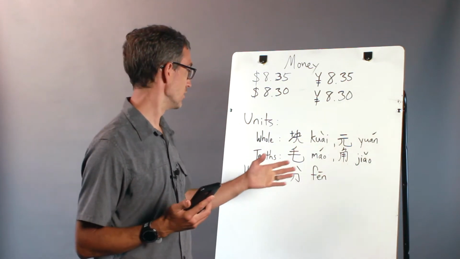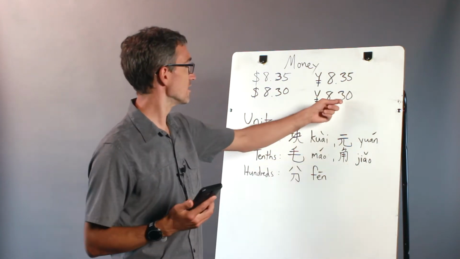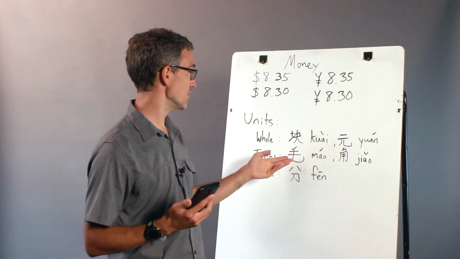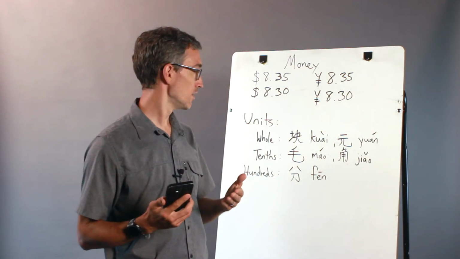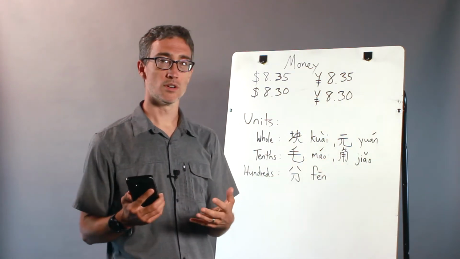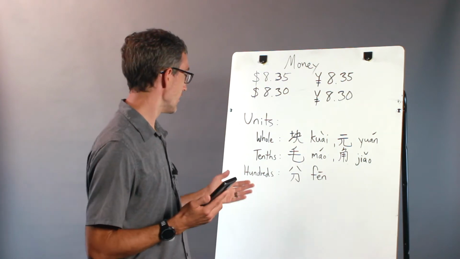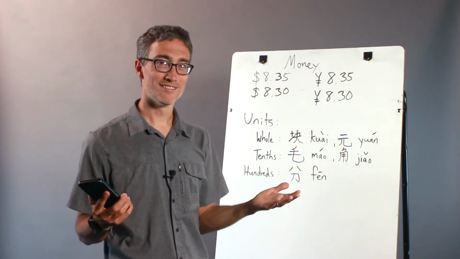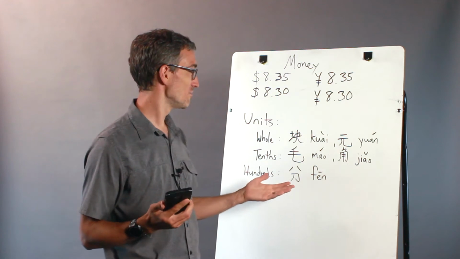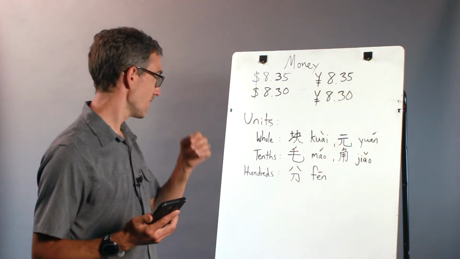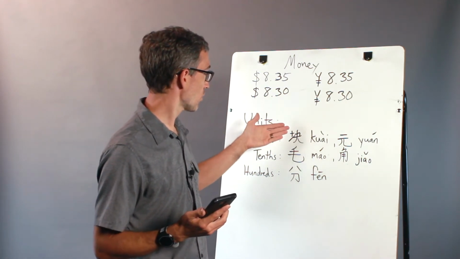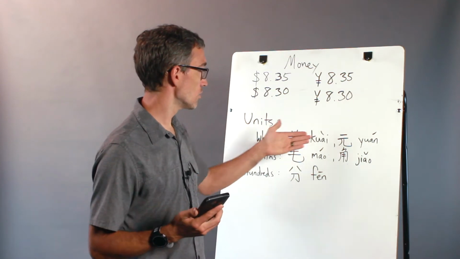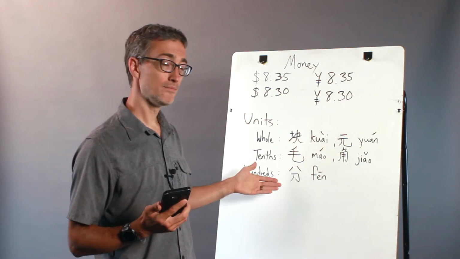This refers to 1 unit of money as well. And so the dimes, or the tenths, is either mao, which is more colloquial, or jiao, which is more formal. And then hundredths, good news, there's only one way to say it. It's fen, and this would be cents in American money. And so in China we have kuai or yuan, mao or jiao, and fen.